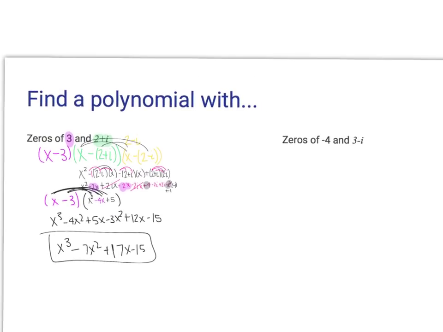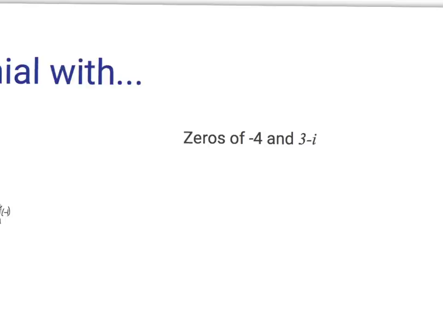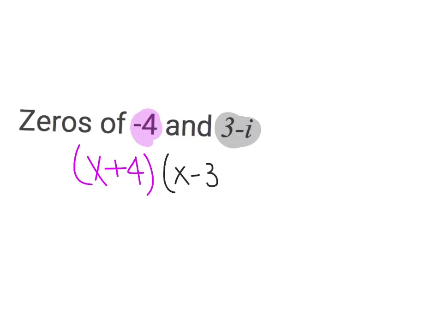So, what if I have zeros of -4 and 3 minus i? Same thing. If I have a zero of -4, then I have a factor of x plus 4. And if I have a zero of 3 minus i, here's what really happens: it becomes x minus 3 plus i. Both these signs end up changing. And then, don't forget, if I have 3 minus i, I also have 3 plus i. So that factor would be x minus 3 minus i. Please multiply these two together first. It's going to make your life so much easier.